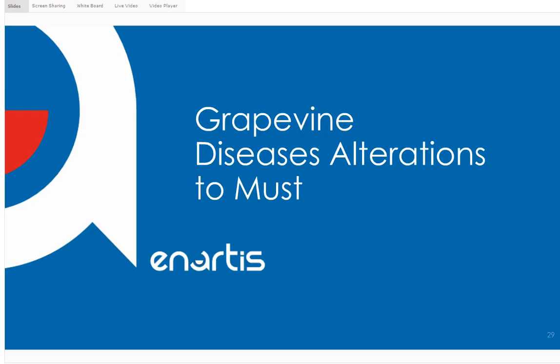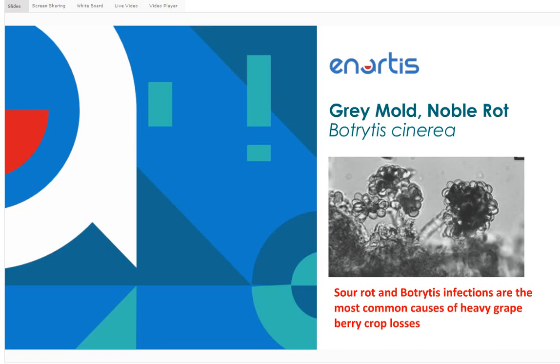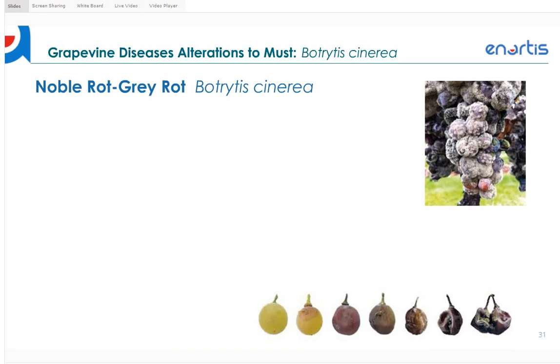So, grapevine disease alterations to must. I'm first just going to get started with botrytis, and as JT mentioned, it is one of the most detrimental grapevine diseases throughout the world. One of the most detrimental contributions that botrytis has to wine must is an oxidative enzyme called laccase, which is a non-specific oxidative enzyme which affects diphenols and aromatic amines.